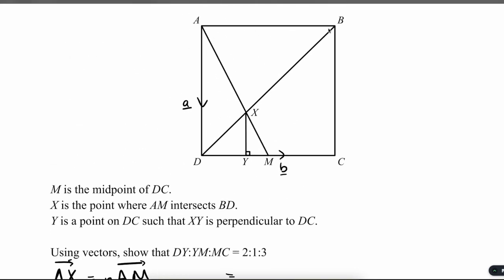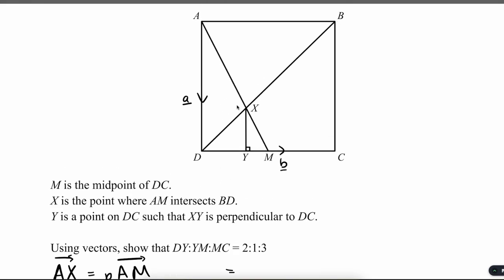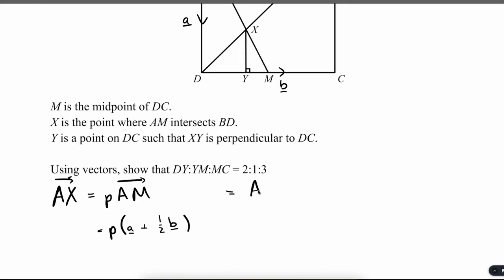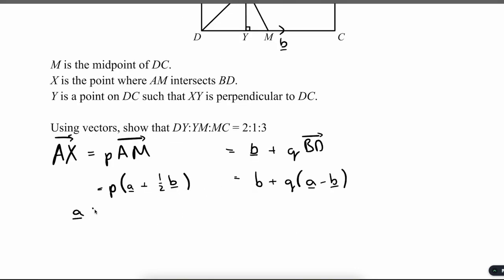So if we go this way, and then we go q lots of BD. So it's AB, which is b plus q lots of BD, which is b plus q lots of a minus b. Okay, so now we can equate these two by comparing coefficients.